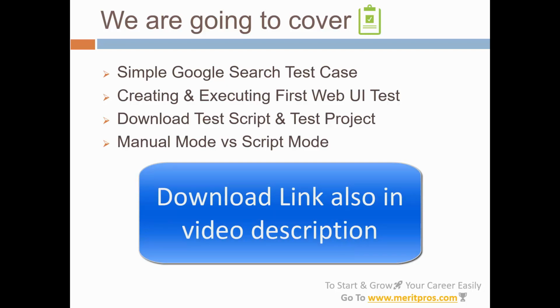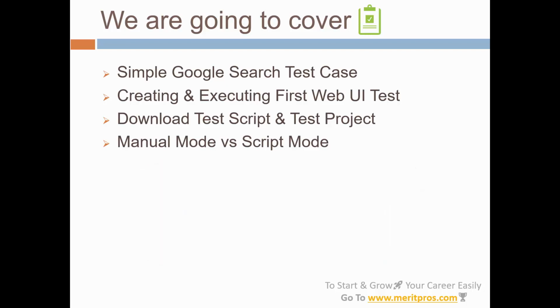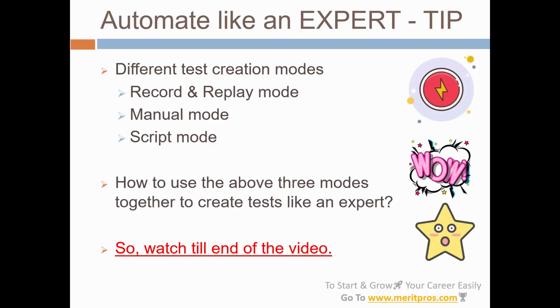Then we are going to compare manual mode versus script mode. These are the test creation modes in Katalon Studio. Going further, at the end of the video, we are going to look at an expert tip. There are 3 test creation modes in Katalon Studio: record and replay mode, manual mode, and script mode. We are going to see how we can effectively use these 3 modes together to write automation test cases like an expert. So don't miss and watch till end of the video.